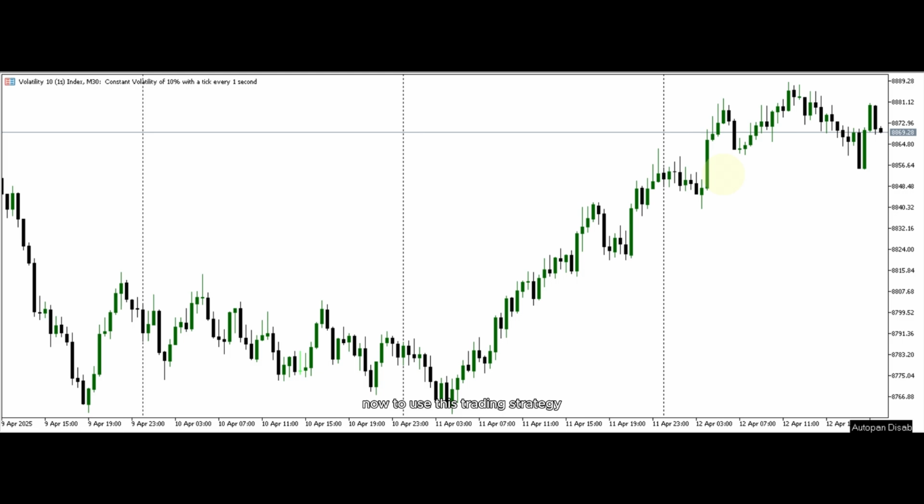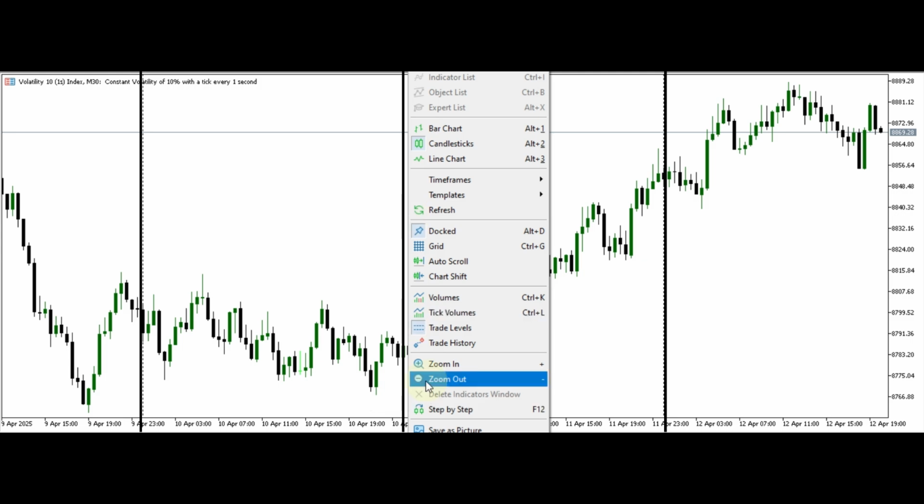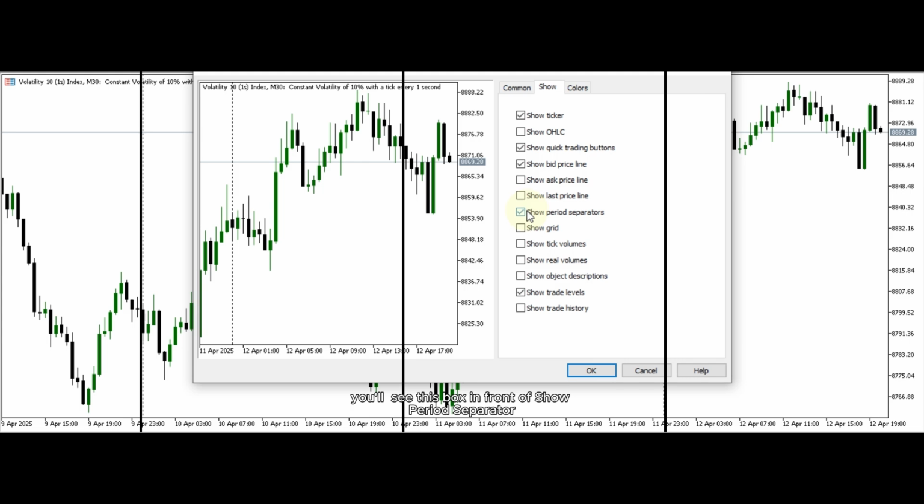Now, to use this trading strategy, the first thing you need to make sure is that you set the time frame to 30 minutes, because I've backtested it across different time frames and I came to the conclusion that 30 minutes time frame is the best for this trading strategy. The next thing you have to do is to make sure you turn on the period separator. If you are using MetaTrader 5, just right click on your screen, go to properties, another properties, go to show. Under show, you will see this box in front of show period separator. Make sure this box is clicked, then click on OK.